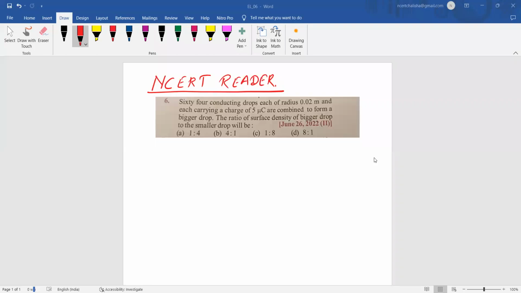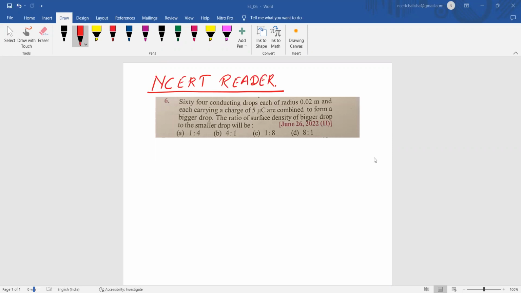Welcome to NCERT Reader. This question is: 64 conducting drops, each of radius 0.02 meter and each carrying a charge of 5 microcoulomb, are combined to form a bigger drop. The ratio of surface density of the bigger drop to the smaller drop is.